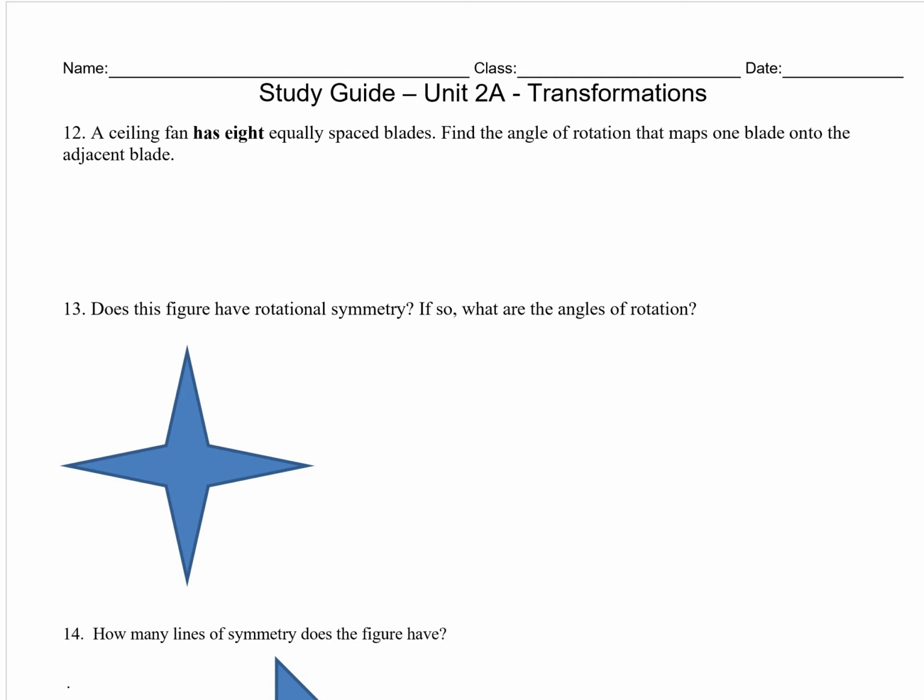Okay, so the next one is a ceiling fan has 8 equal, equally spaced blades. Find the angle of rotation that maps one blade onto the adjacent blade. So if that fan is going, when would it look exactly the same as it does? Simply, the total rotation is 360 degrees divided by 8 blades. So 360 divided by 8 is 45 degrees.